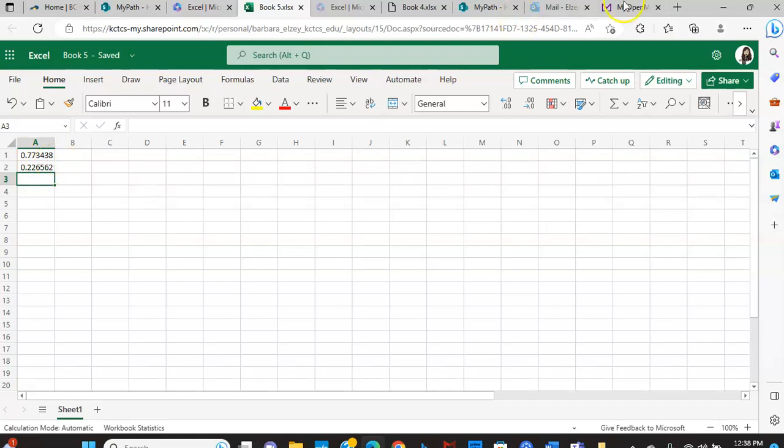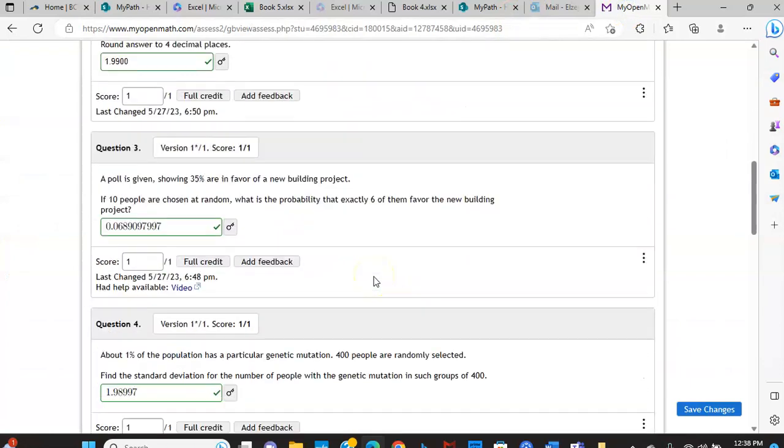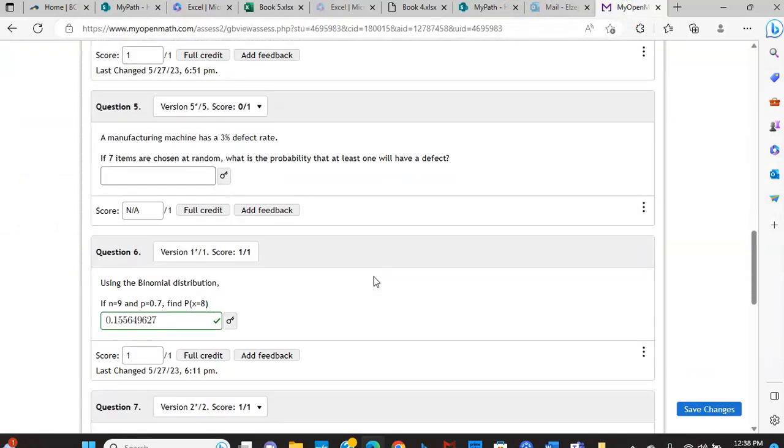All right. Now let's skip down to the other one you asked about. Number 5. A manufacturing machine has a 3% defect rate. If 7 items are chosen at random, what is the probability that at least one will have a defect? Now, at least one would be, we could have one that had a defect, we could have two, three, four, five, six, or seven.